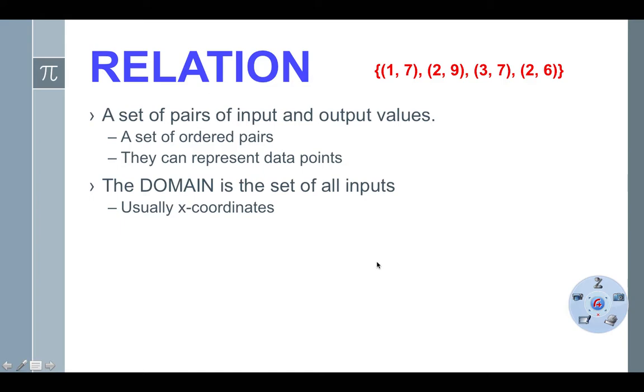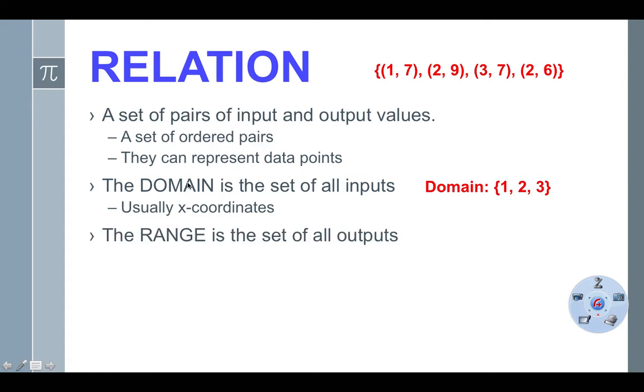So the domain is the set of all inputs, and if we look at this, we can look at all of my x values. The domain would be 1, 2, 3, and 2. But since the 2 is repeated, we don't have to write it again. So we would say the domain is the set of values 1, 2, and 3.